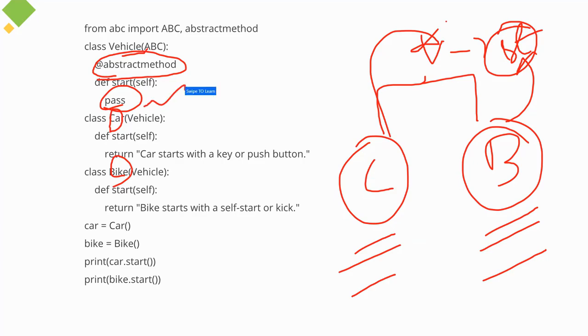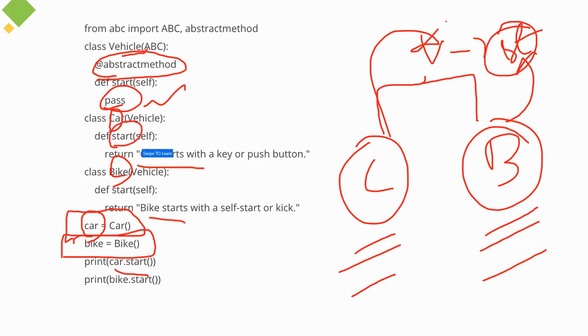Now in the child class for the car, I am writing that the car starts with a key or a push button, whereas in the bike, the bike starts with a self start or a click, whatever it may be. It just consists of a print statement. So now you know how to create an object. You are creating two objects, car and bike. If you call car.start, firstly it goes to the car object. What does the car object consist of? A start method. So whenever you call car.start, this method is executed, and it returns the statement: car starts with a key or push button.